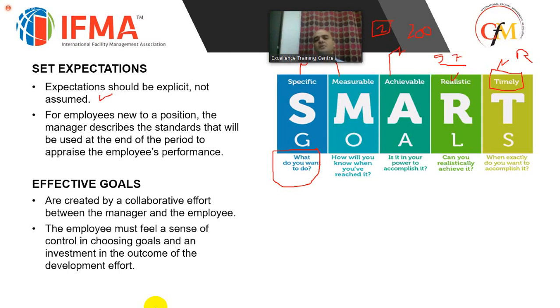For employees in a new position, the manager describes the standards that will be used at the end of the period to appraise the employee performance. Effective goals are created by a collaborative effort between the manager and the employee. So as I said, we are moving more towards a two-way communication channel with the employee.